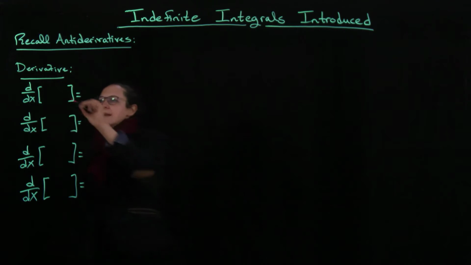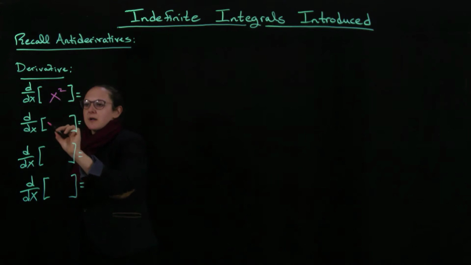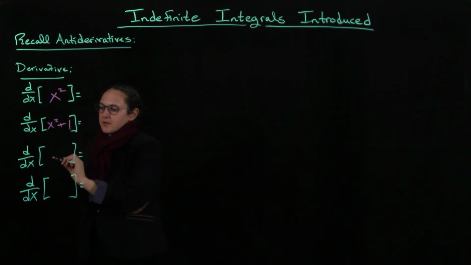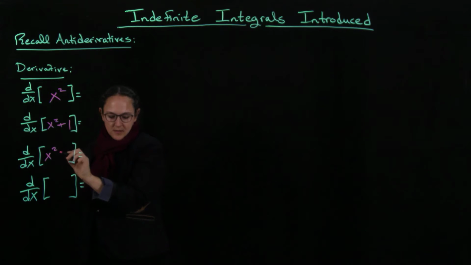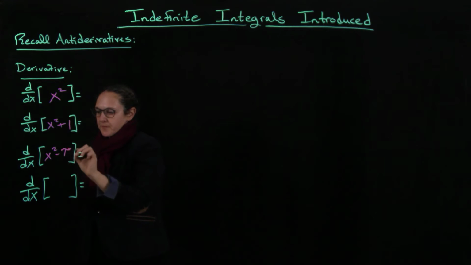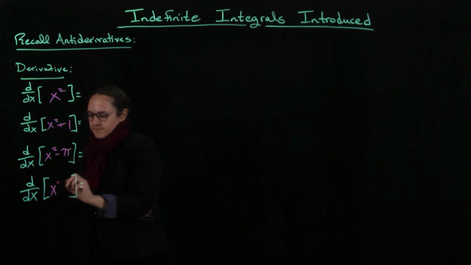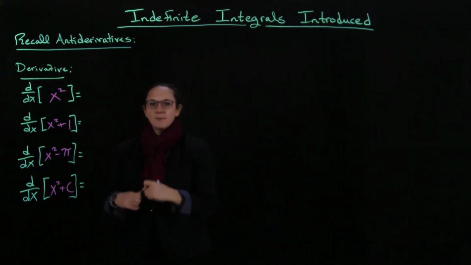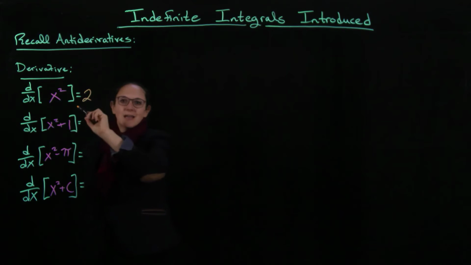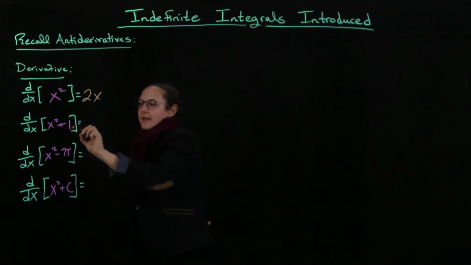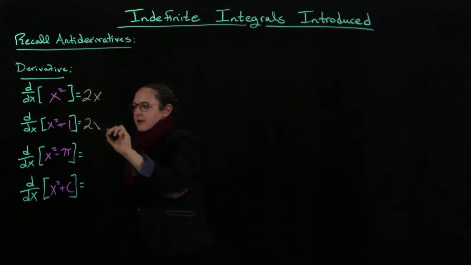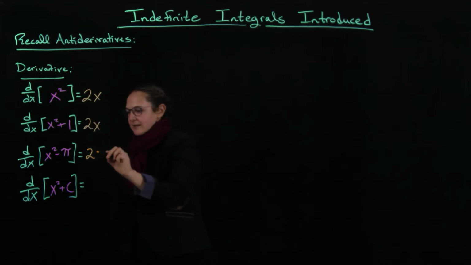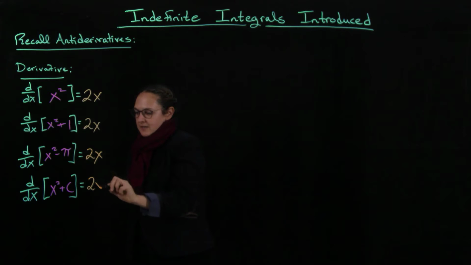So the functions that I'm going to want to take are, I'm going to take the derivative of x squared, plus 1. Then I'll do x squared minus pi, and then I will do x squared plus c. Doesn't matter what my constant c is. And in each of these circumstances, we're going to get the exact same thing, right? Because the derivative of a constant is 0. So I'm going to get 2x, because the derivative of 1 is 0. 2x, the derivative of minus pi, it's a constant, so it's 0. So I get 2x. And the same thing with any constant, I get 2x.